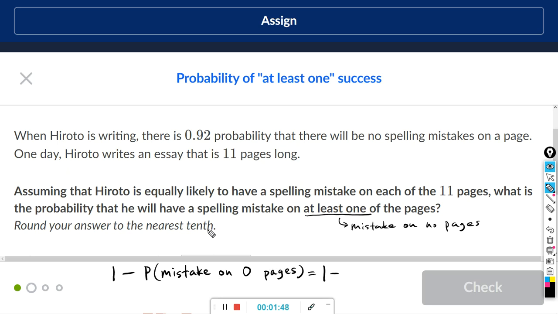All right? So it says there's a 0.92 probability there will be no spelling mistakes on one page. Okay? So for the first page, the probability of no mistakes is 0.92. And then on the second page, the probability of no mistakes is 0.92. Okay? And so on and so on. It keeps going. And we can just multiply those, because those are independent events. So for 11 pages, it's going to be 0.92 multiplied 11 times. All right? So it's just going to be 0.92 to the 11th power.